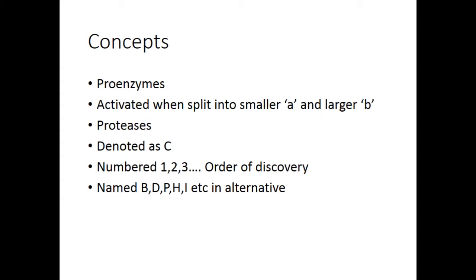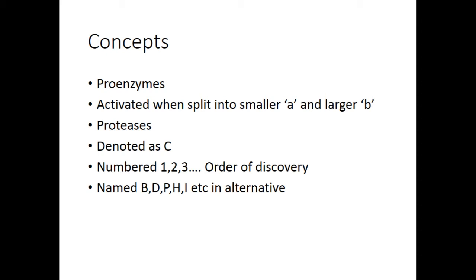Now, by convention, the complement is denoted as C, and in the classical pathway, it is numbered complement 1, complement 2, complement 3. That is based on the order in which they were discovered. In the alternative pathway, the nomenclature is a little different, in that we have capital B, D, P, H, and I.